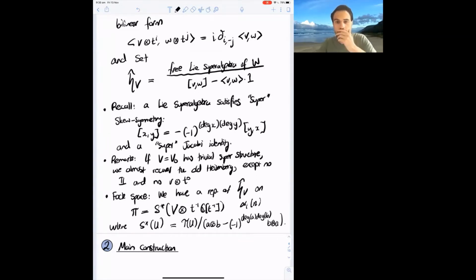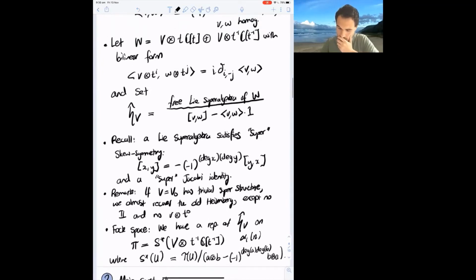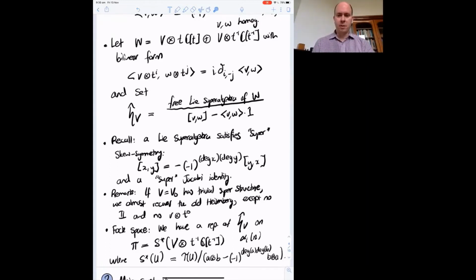Except, well, yeah, I guess you have this one coming from the fact that you're taking a free Lie superalgebra. Does that make sense to people? The free Lie superalgebra is a quotient of the tensor algebra by something, and so it's the one in the tensor algebra, or the image of the one in the tensor algebra in the free Lie superalgebra. Yeah, so it's not meant to be a bold-faced one.